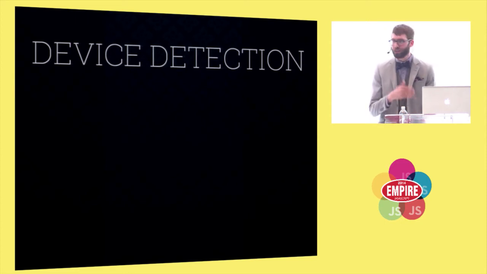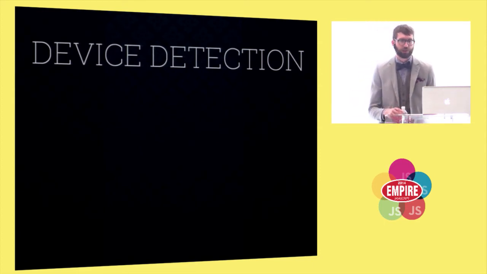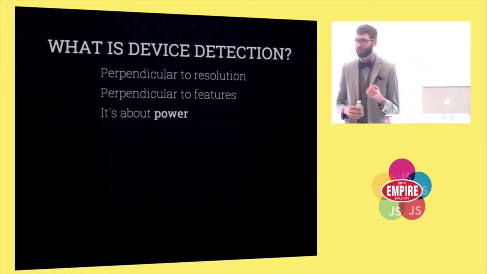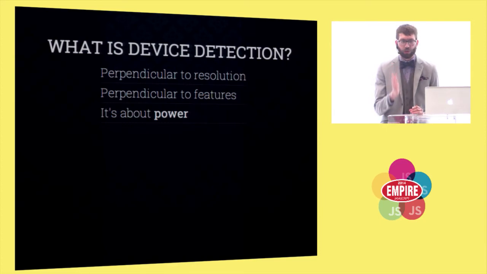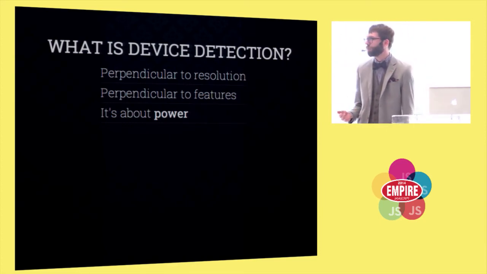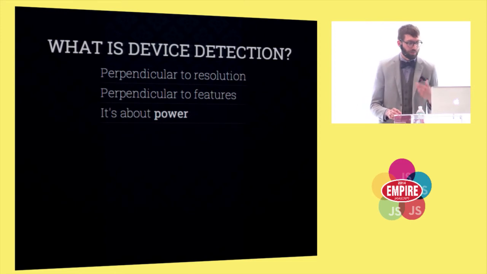And I actually think that instead of that, we really need to sort of deconstruct device detection and then reassemble it into something that is useful to us. So if device detection is something that is perpendicular to resolution, and it's perpendicular to features, it's our y-axis, for me what device detection really becomes about is power. It becomes about what can this device handle? How much code can I send down to this device? What can I ask it to execute without it becoming a bad experience for the customer?